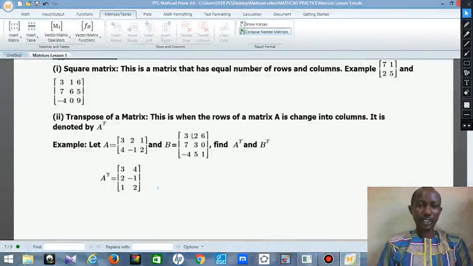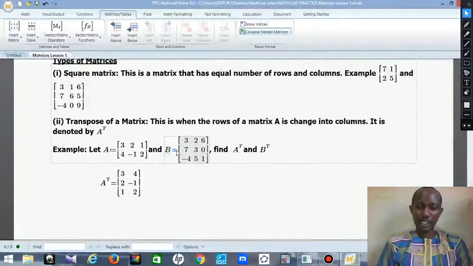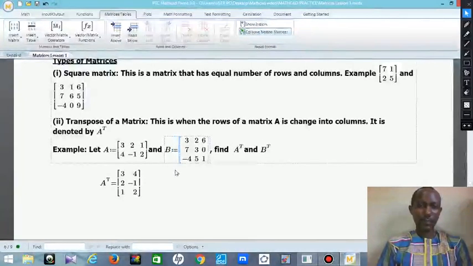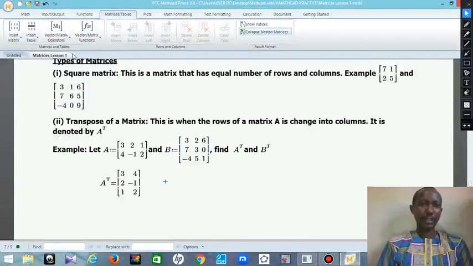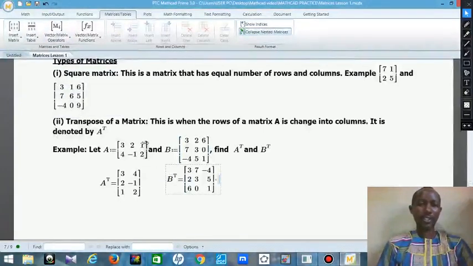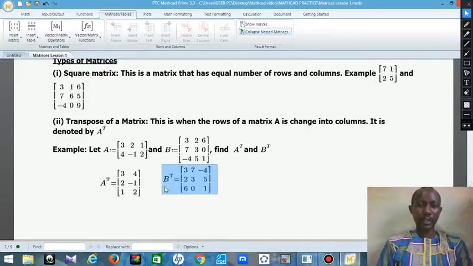Then you see this other matrix. If you want to get the transpose, how do you get it? Change the row 3, 2, 6 to a column, the row 7, 3, 0 to a column, and the row minus 4, 5, 1 to a column. So how do you do that? Let me change this equal sign to this. If I take this, I get my transpose. If I put capital B there and press the equal to sign, you see the answer will appear. So this is the transpose of matrix B.